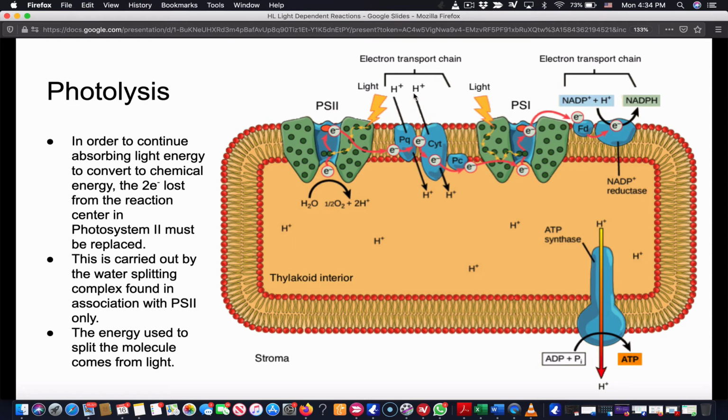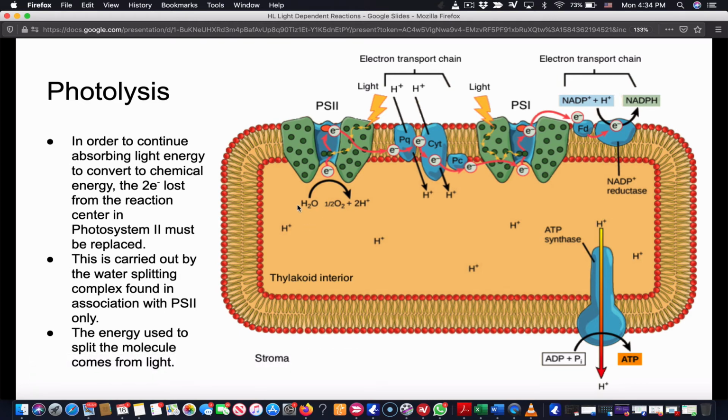And that's where pumping of hydrogen ions occurs. So you'll notice here plastoquinone hydrogens are coming across with it. Here cytochrome B6F hydrogens are coming across with it into this to build up that tension and that gradient in here. So when we do that, we've got to figure out a way to replace these 2 electrons.